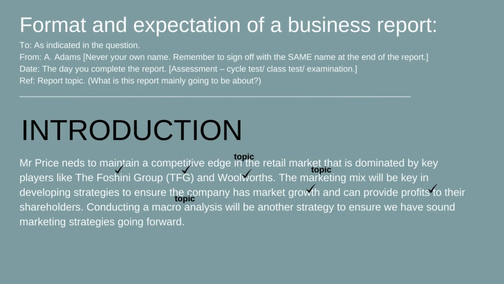Introduction. Mr Price needs to maintain a competitive edge in the retail market. You're not going to get a mark for that statement because you're repeating exactly what was in the question. That is dominated by key players like the Foschini Group, TFG. You can give an acronym and you can then explain the Foschini Group and you get 2 marks. And Woolworths. Remember what I said, maximum of 2 examples. These are your examples. The marketing mix, which is from your topic, will be key in developing strategies, topic, to ensure the company has market growth.